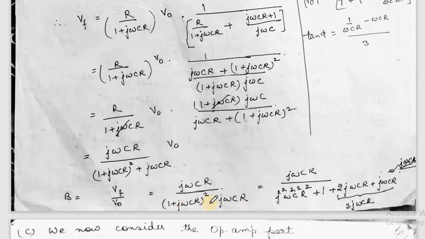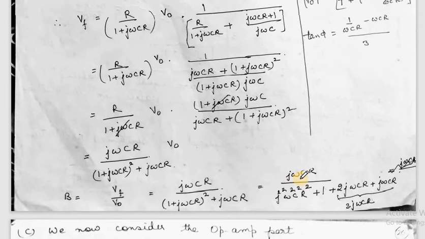Now again I have opened this whole square and I have obtained this term. So finally by solving it, I can obtain j omega cr upon minus omega square c square r square plus 1, because j square will be minus, and these two terms add up to 3 j omega cr. So this is B.